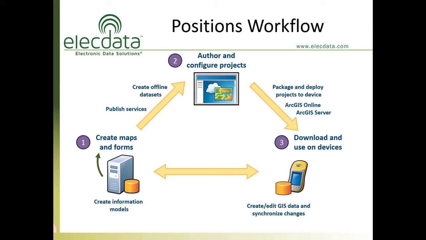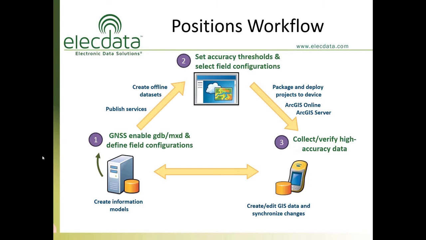And in the field, you collect the data and then you synchronize it back to the geodatabase, or in some cases, back to a server like ArcGIS Online. One of the things that Positions allows you to do is GNSS enable the geodatabase so that it can store GNSS data. So that it can store the metadata, and it can store the feature height and that information.